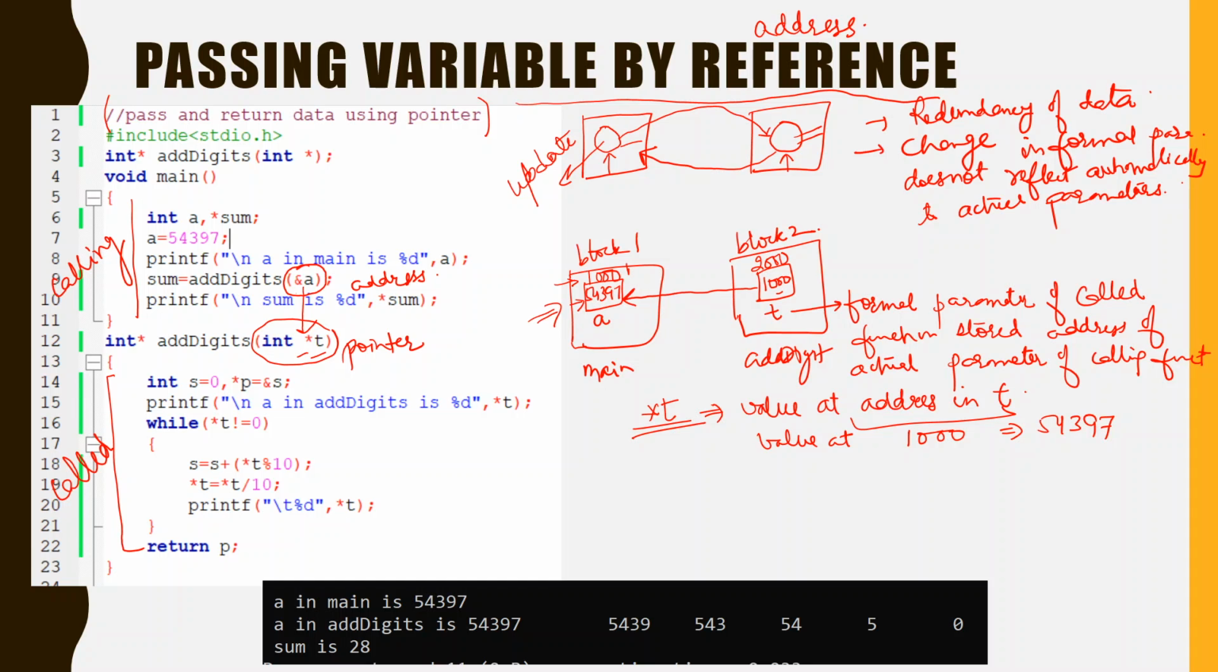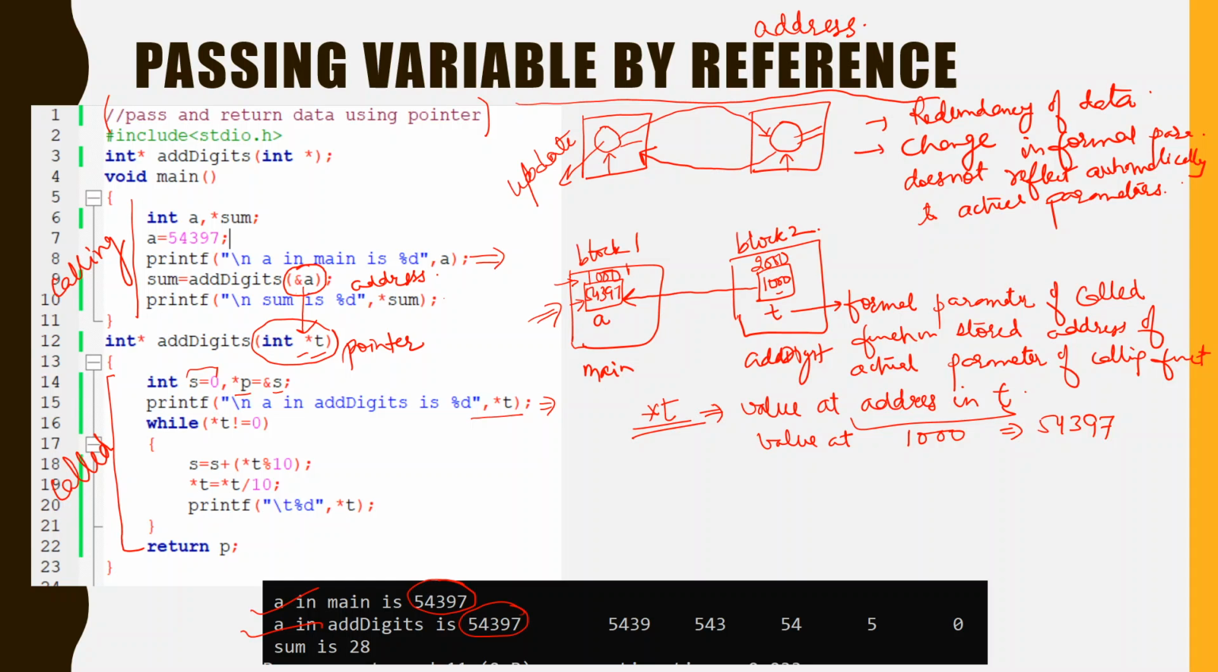Now we have declared another variable s. This s is used for storing the summation of the digit, and there is a pointer p which holds the address of this s. Then we print the value of pointer t. You can see that a in main is 54397, which is printed from this statement, and this line is printed from this statement where the pointer t also holds the same value as a. So it means the value to the called function has been passed properly.